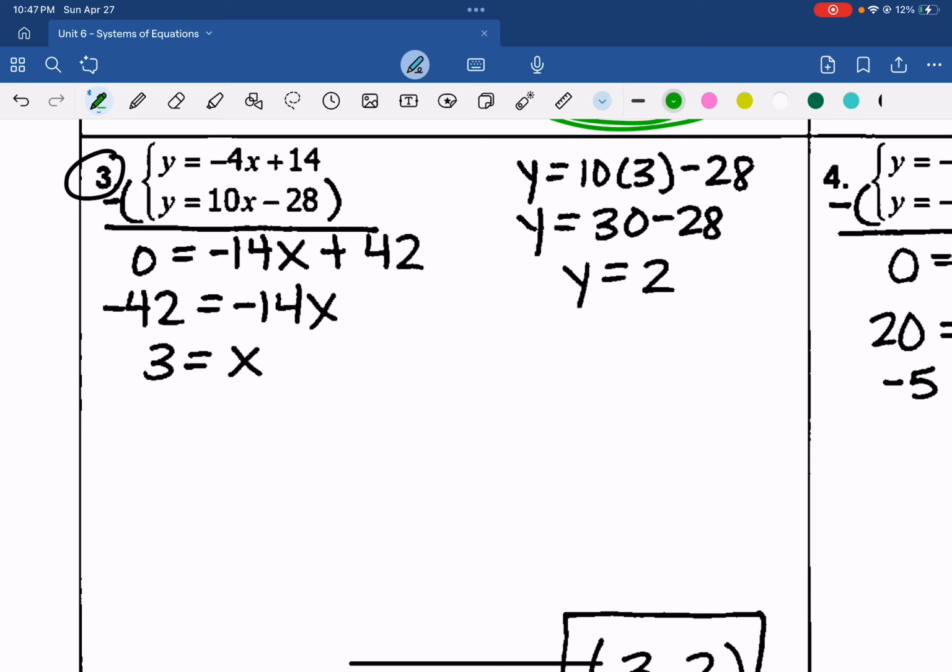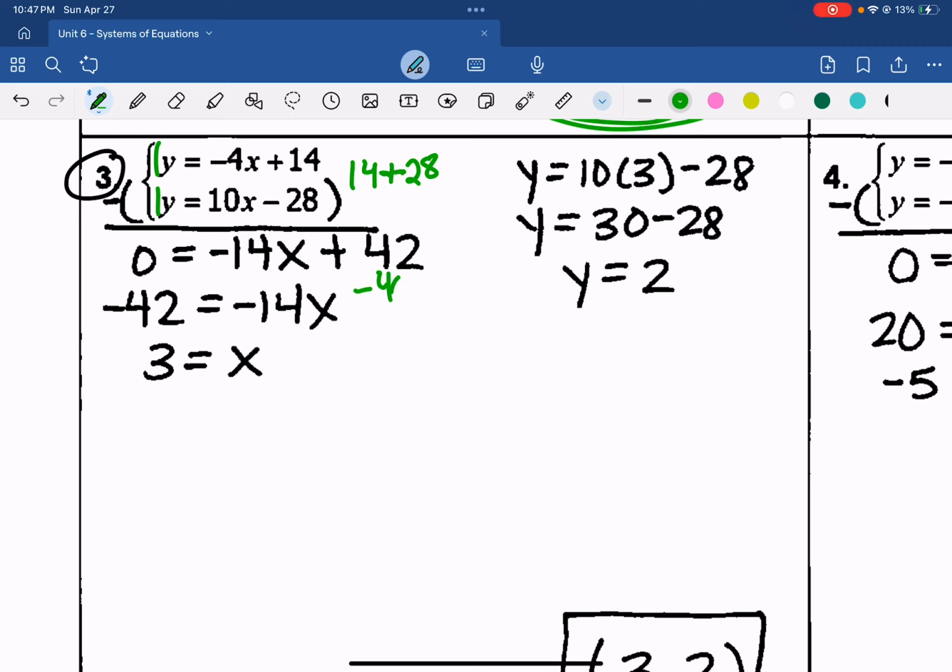Number 3, we did elimination again. Your y's cancel to 0. -4 minus 10 gives me -14. Always thinking through that minus, -4 minus 10 gives me -14. And then 14 minus -28, minus negative is like a plus. I'll write that out for you. 14 minus -28 gives me 42. That's minus negative is like a big plus sign. Okay, think about it that way.